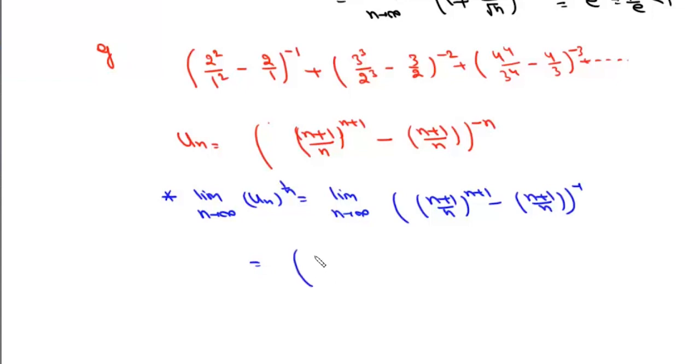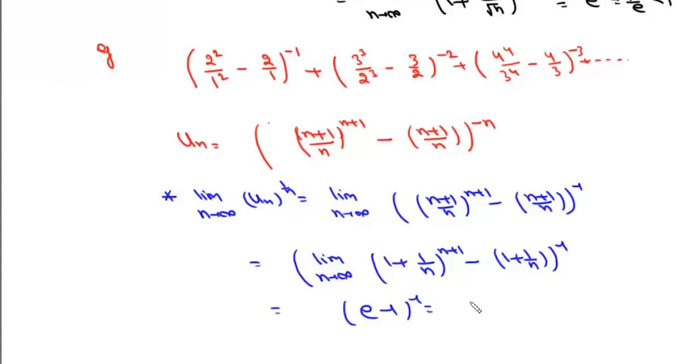Now we can write this as this limit n tends to infinite, and this is 1 plus 1 by n to the power n plus 1 and minus 1 plus 1 by n to the power minus 1. Now this is a standard limit, which is e, so it will be this e and then minus 1 to the power minus 1. So the value of this limit is 1 upon e minus 1, and 1 upon e minus 1 is less than 1. That means this series is a convergent series.